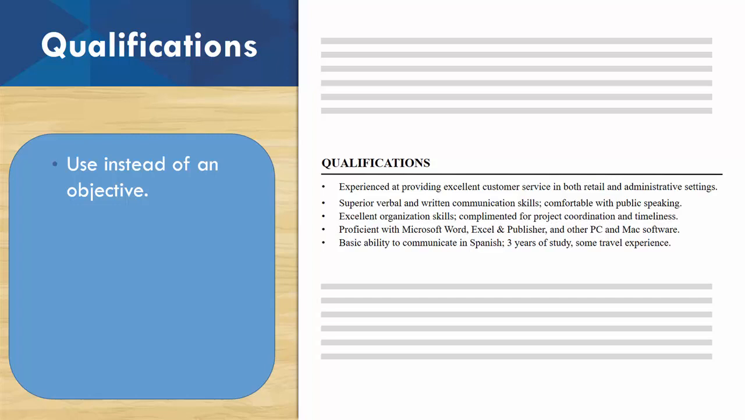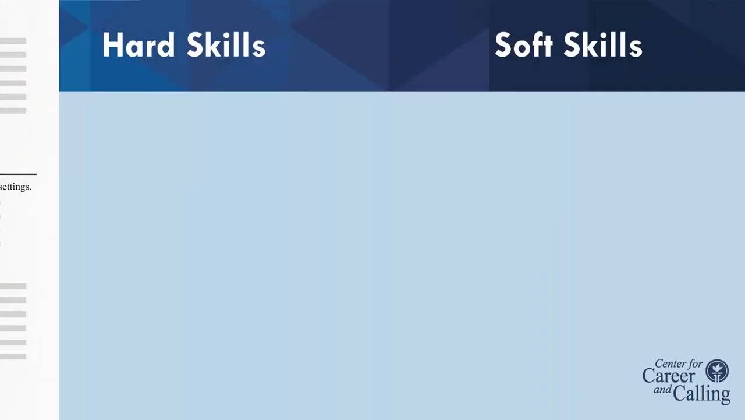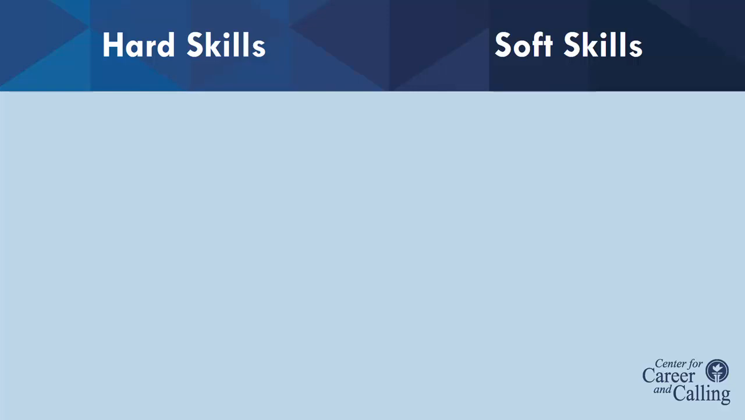The qualification section is like a movie trailer, a sneak peek that includes all of the best, most relevant, and most important details at the very top of your resume, so that your resume will make a great first impression as soon as the hiring manager begins reading it. You can call this the summary section, highlights, or qualifications. Your qualifications are usually a combination of hard and soft skills.